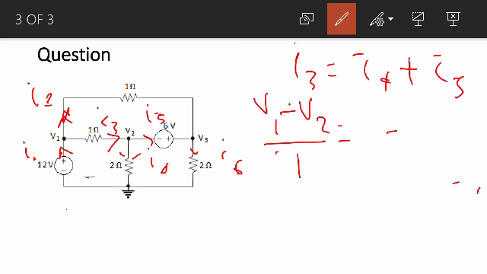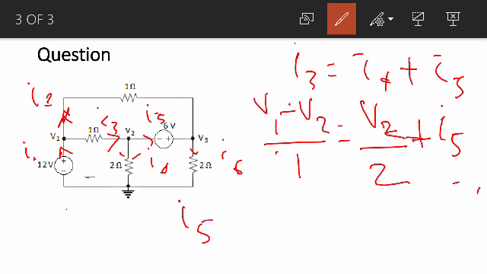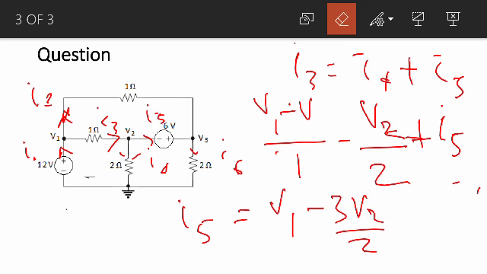So just from V2 to the base voltage, okay, which we can represent as V2 divided by 2, okay. Now plus I5. I5 does not pass through any resistor, so we leave it as I5, okay. So if we make I5 the subject of the formula, we are going to see that I5 is going to be equal to V1 minus 3V2 over 2. Okay, so you can write that somewhere. That's our second equation, that I5 equals V1 minus 3V2 all over 2. Now, we are going to continue with that.